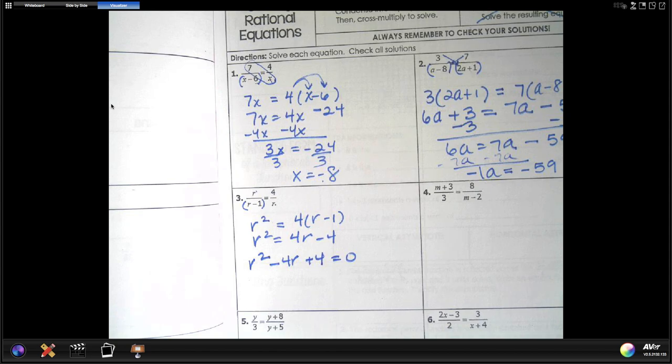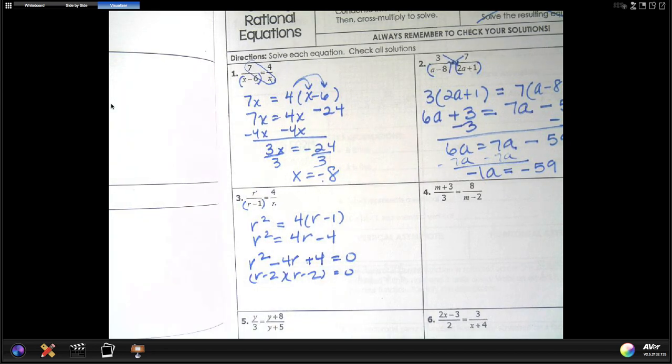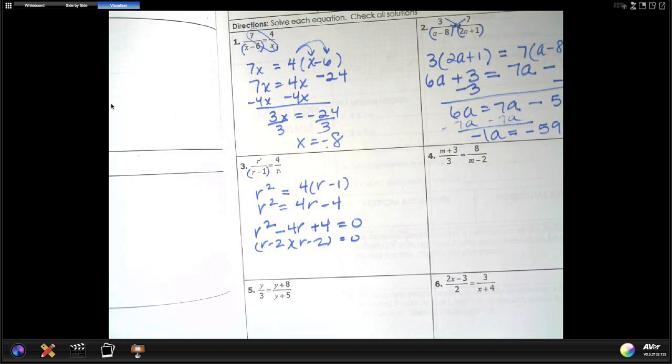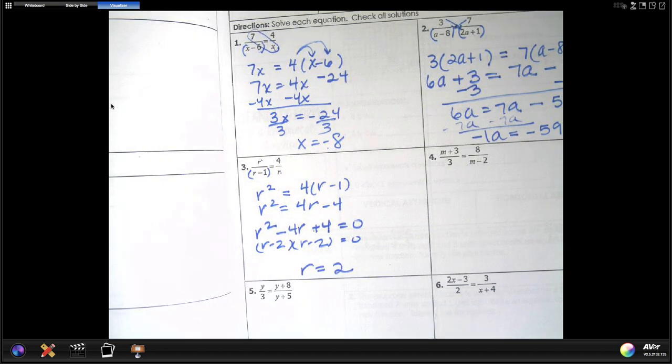Is this one factorable? Are there 2 numbers that multiply to give you 4 and add to give you 4? Yeah, 2 and 2. So if we were to factor this, we'd get r minus 2 and r minus 2. Now back before, when we were solving this, we would put our answer as 2, and since it repeats twice, we'd put 2 multiplicity 2. Now we're just solving rational equations, so we don't have to do the multiplicity. So our answer is just 2.